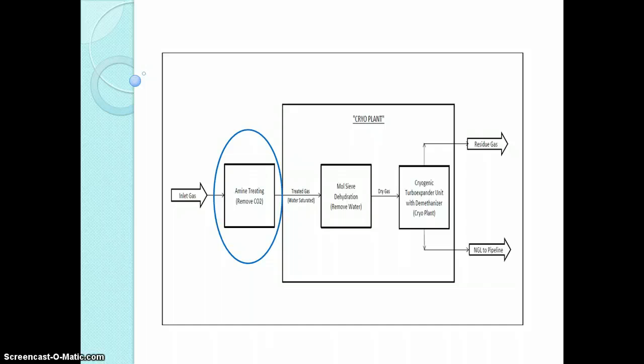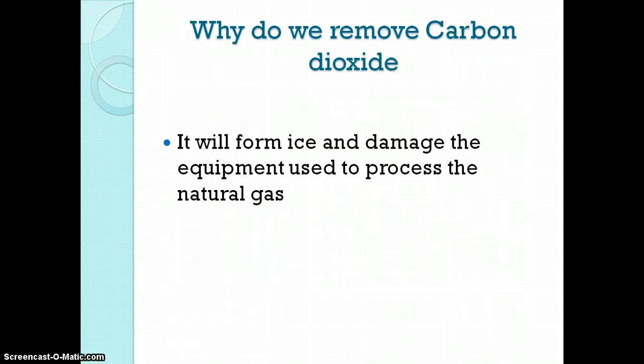So here is how we remove this impurity for the most part: we use amine treating. The inlet gas comes in, and it contains CO2 and hydrogen sulfide. We use amine treating to scrub the CO2 and H2S out of the gas.